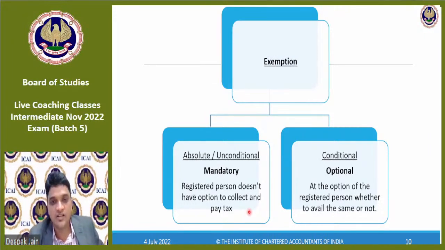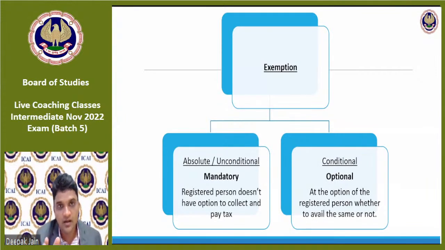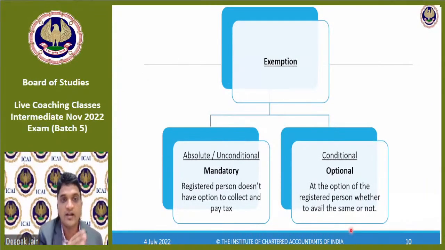But if it is conditional, then it becomes optional. It is at the option of the registered person whether to avail the same or not. So it is up to the person to say, okay, I can fulfill the conditions, or I cannot fulfill the conditions, so I will not apply this exemption. I will pay the tax. That becomes a really challenging thing, but legally this is the way forward, wherein if any exemption is conditional, then it is optional, not a compulsion, unlike an absolute exemption notification.